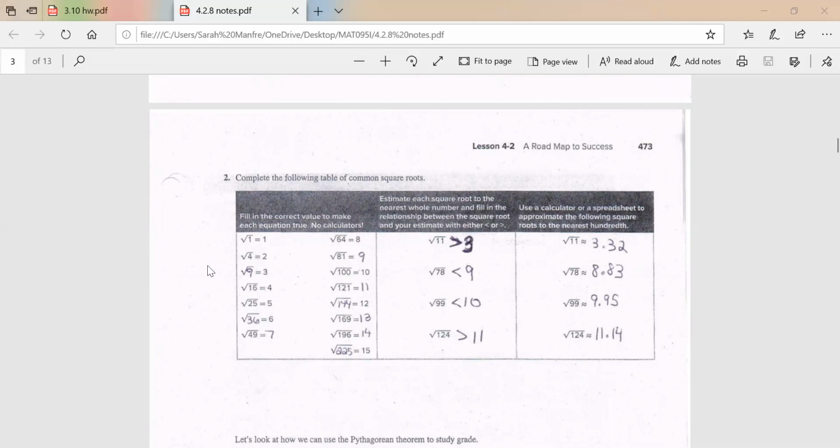All right, and basically you say the square root of 1 is 1, the square root of 4 is 2, the square root of 9 is 3, the square root of 16 is 4, and so on.